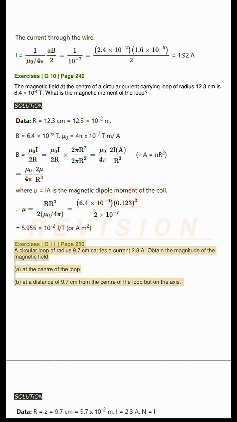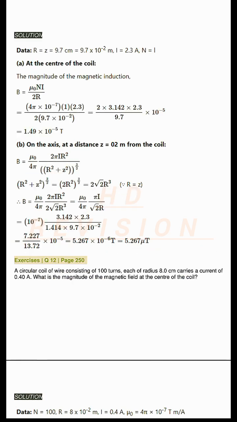A circular loop of radius 9.7 centimeters carries a current 2.3 A. Obtain the magnitude of the magnetic field (A) at the center of the loop, (B) at a distance of 9.7 centimeters from the center of the loop but on the axis. Solution. Exercises Q12, page 250.